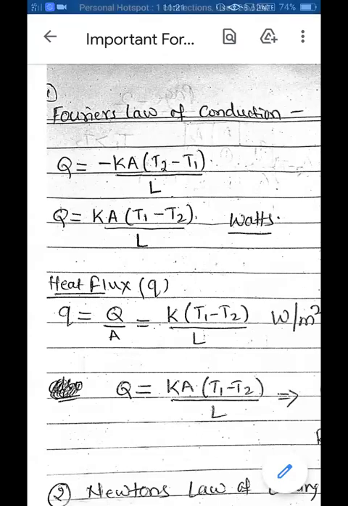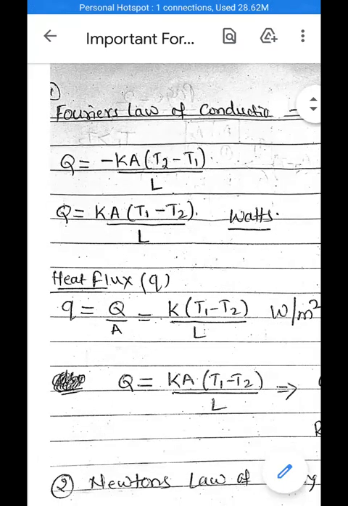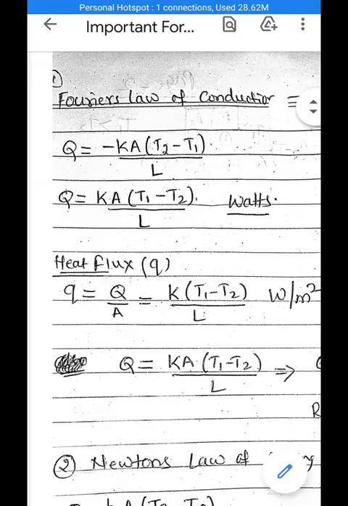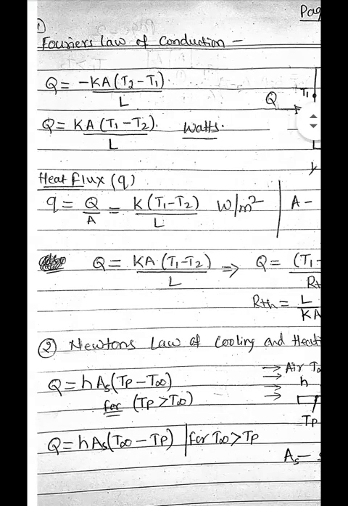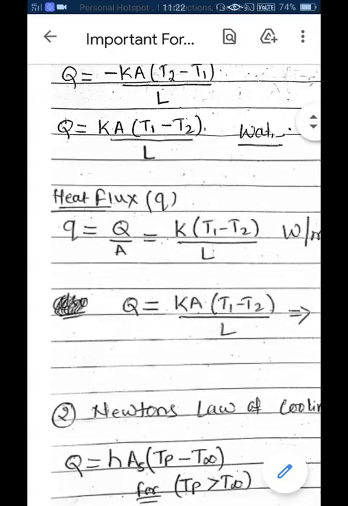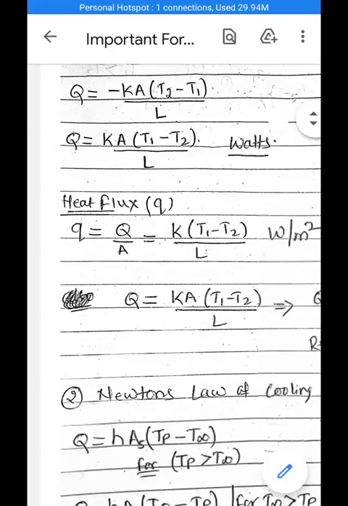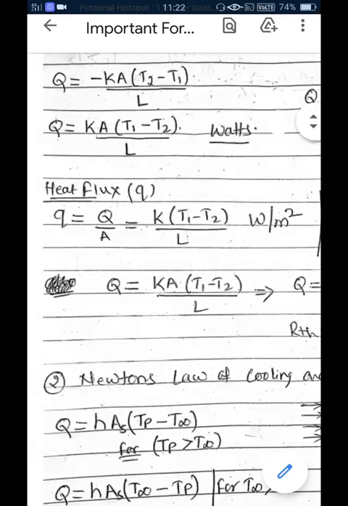The next part is heat flux. Yesterday we discussed this, but again I want to clarify that part. Heat flux is usually denoted by small q. It is the ratio of the rate of heat transfer to its cross-section area, Q divided by A. As you can see here, the A value is not appearing in this case; it is K into T1 minus T2 by L. This Q by A we call heat flux, and the unit for this is watt per meter square.